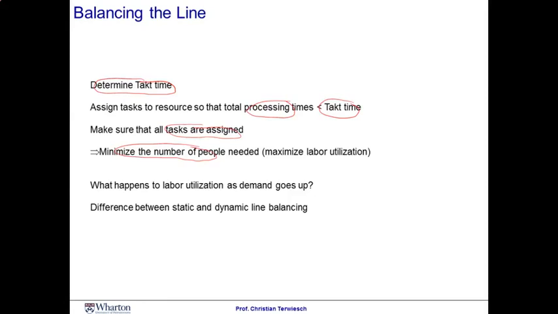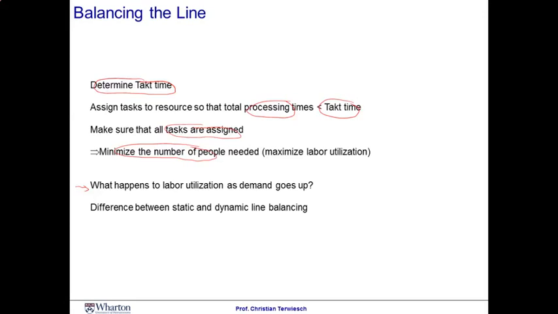Now, I want you to think about the following question. What happens to labor utilization as demand goes up? To see the effect on labor utilization, first ask yourself what happens to takt time as demand goes up. More demand means a shorter takt time. This makes balancing the line harder.